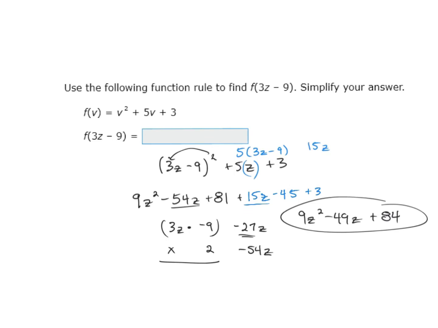So actually, I end up with 39z. But it's positive. I think it still remains negative because you have negative 54 plus the 15. And then let's just say 81 minus 40, 41 minus 5, 36 plus 3, 39. So it should have been 9z squared minus 39z plus 39. Hopefully there's no mistakes there.